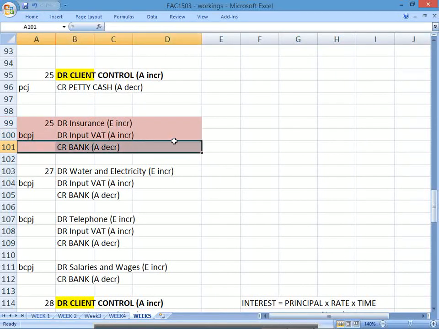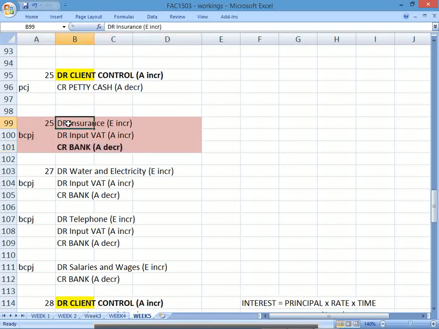It's credited. Why is it credited? Because of the insurance and the input VAT. Does that make sense? Does that working make sense? Okay, so if that's the case, what do I do to bank? I credit the bank. And I'm crediting the bank because of the insurance and the output.